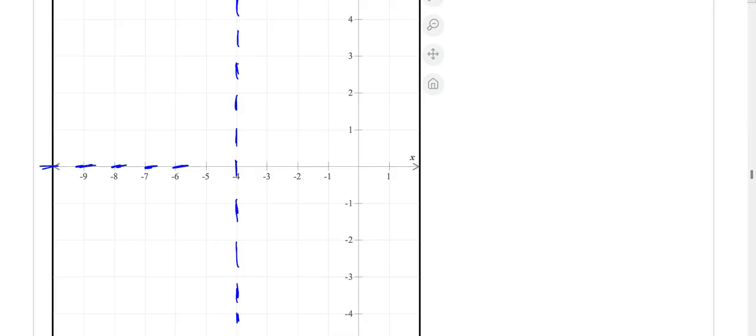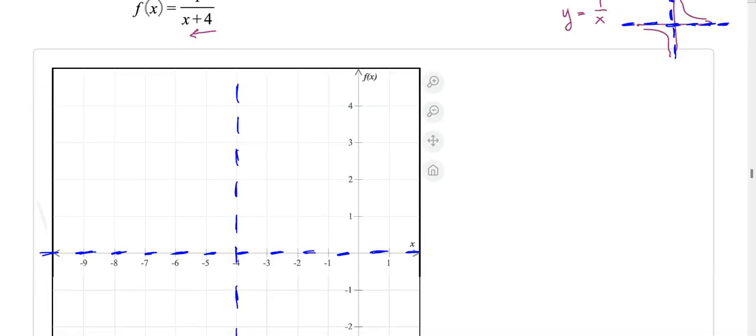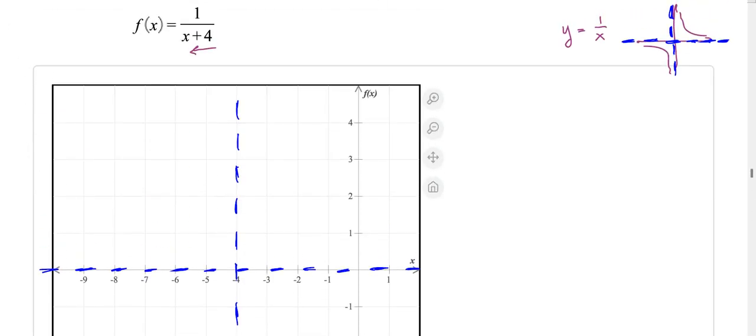Now, I don't know if you can pick it up, if they give you the y equals 1 over x and you just pick it up and move it, or if you have to go plot points. If you have to plot points, you need to pick 2 points to the left of -4 and 2 points to the right of -4. So let's go pick -6 and -5, and then maybe -3 and -2.